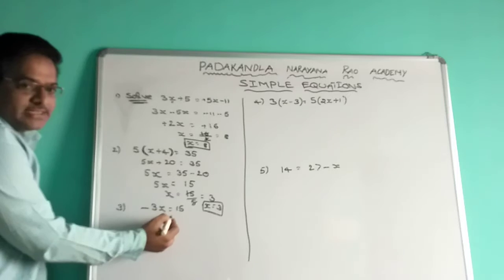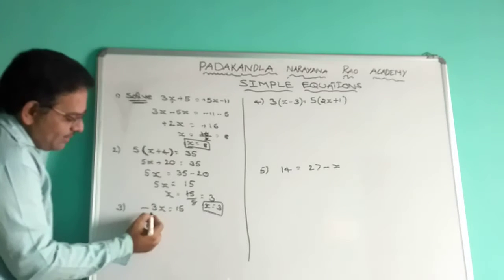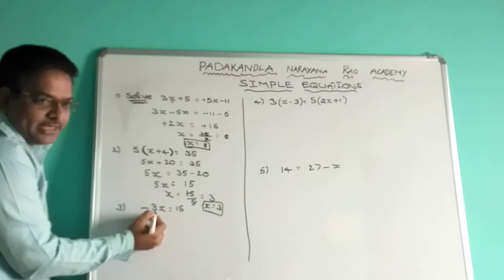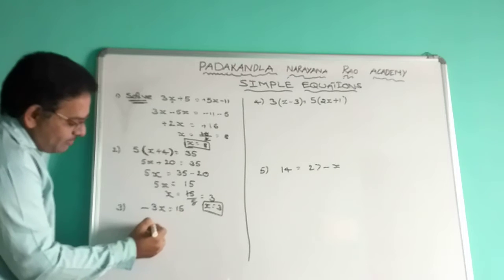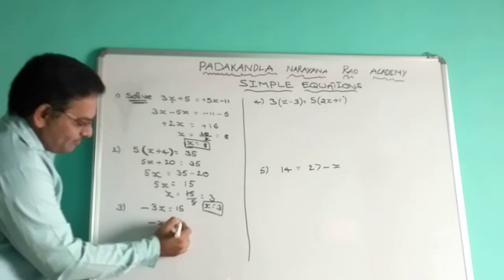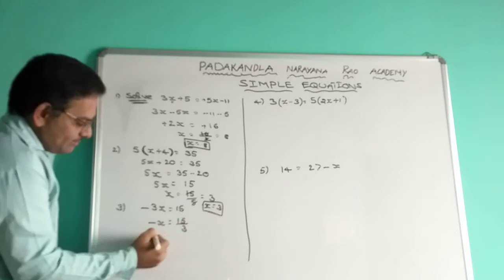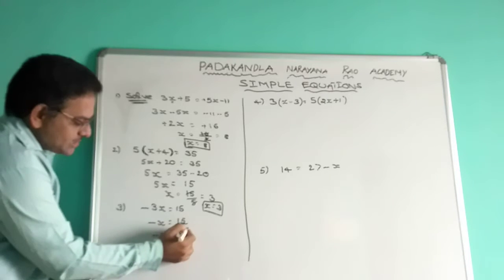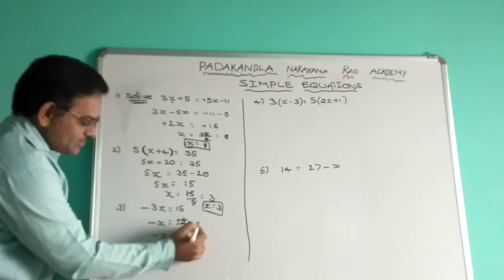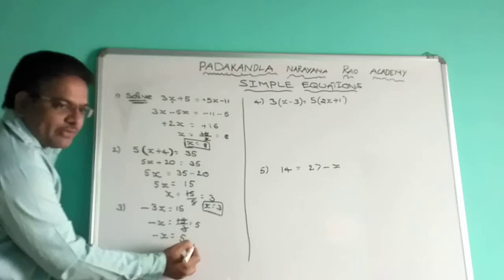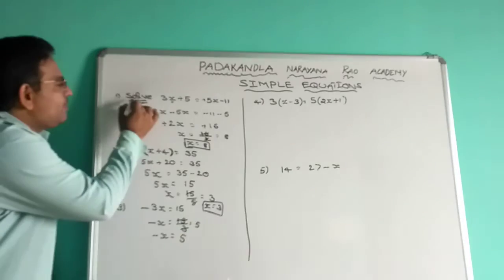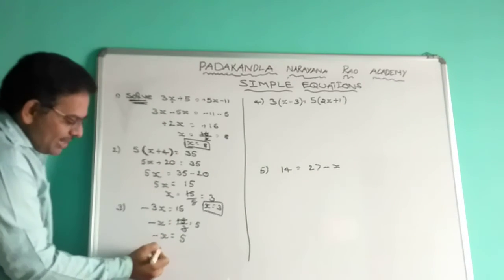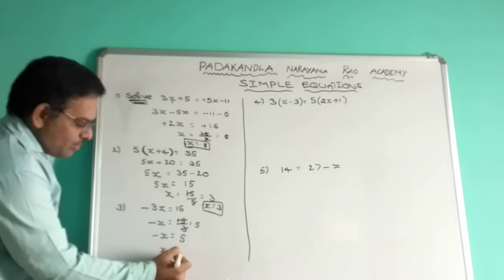Now -3x = 15. Here 3 is multiplying, so take it to the other side, with the minus symbol as it is. 15 by 3. So -x = 5, since 3 fives are 15. -x = 5, but solve means the x value only, so x = -5.